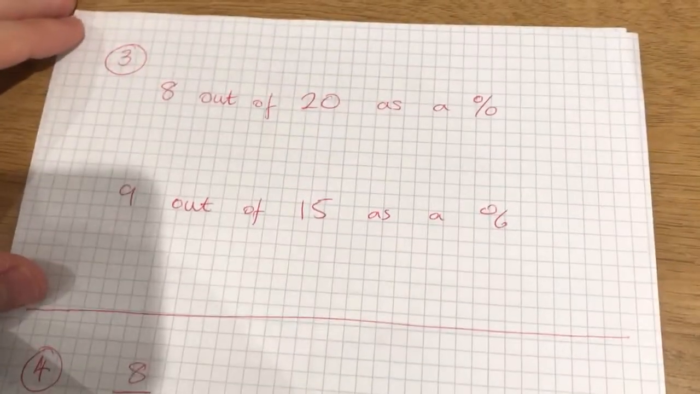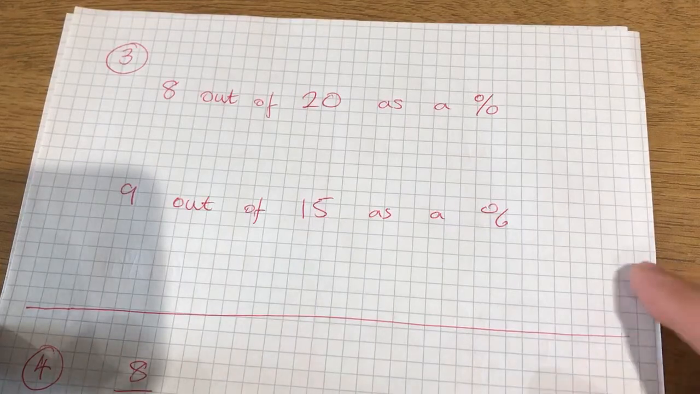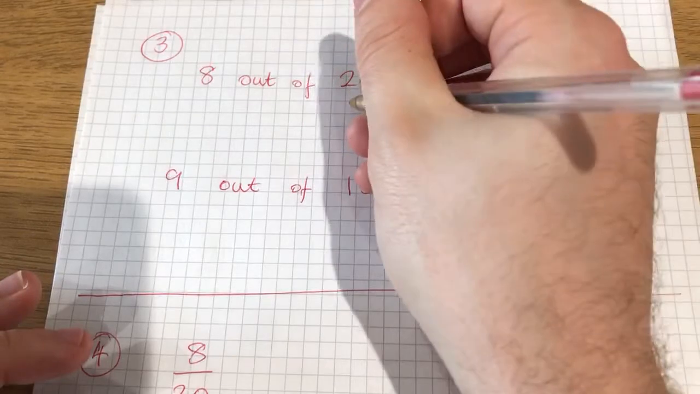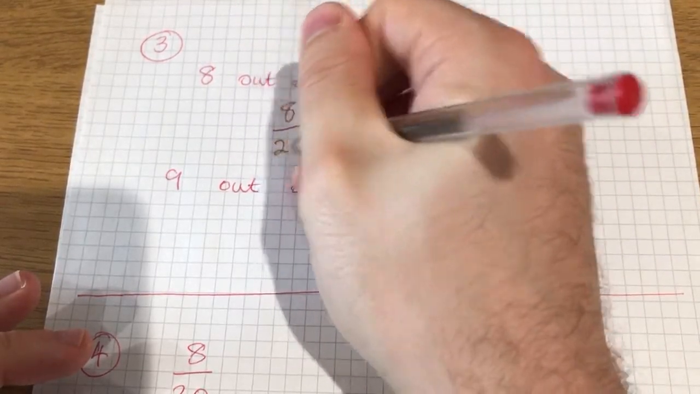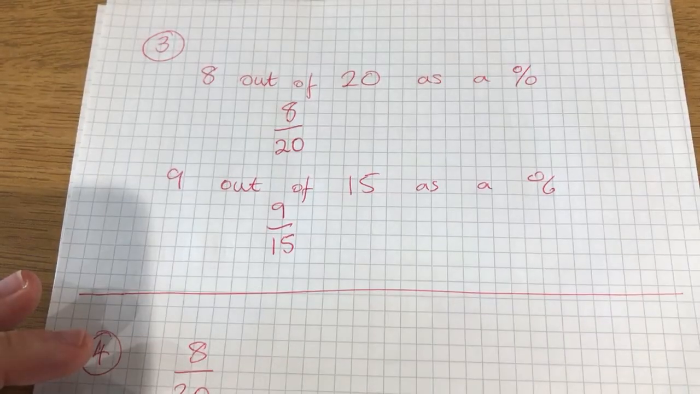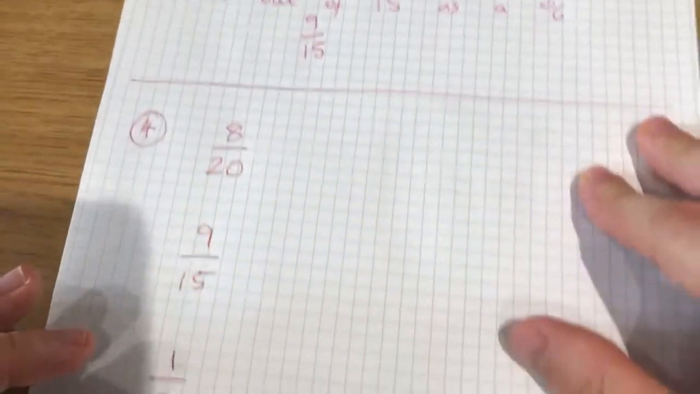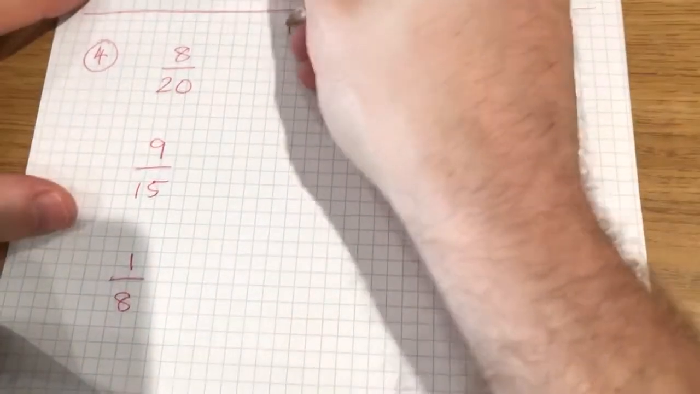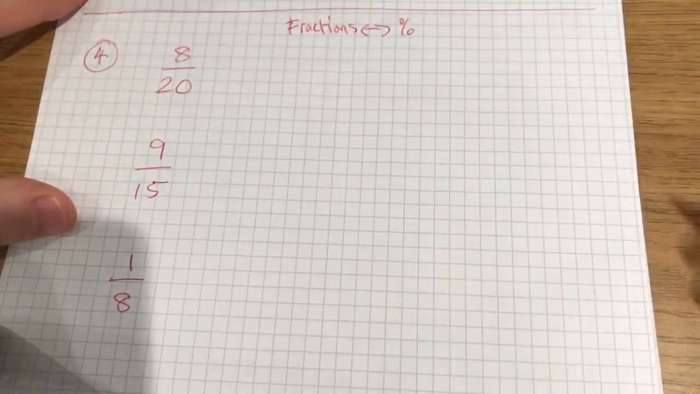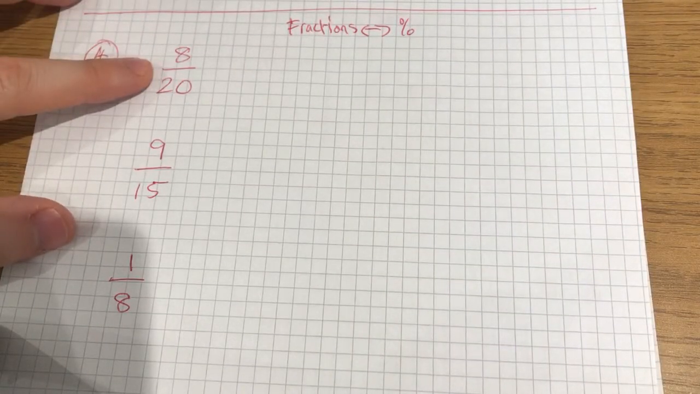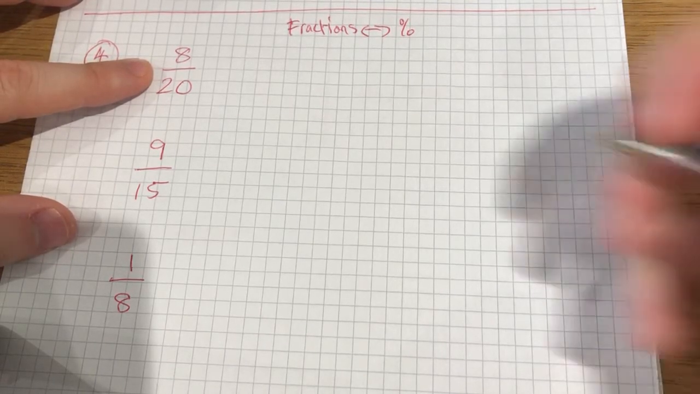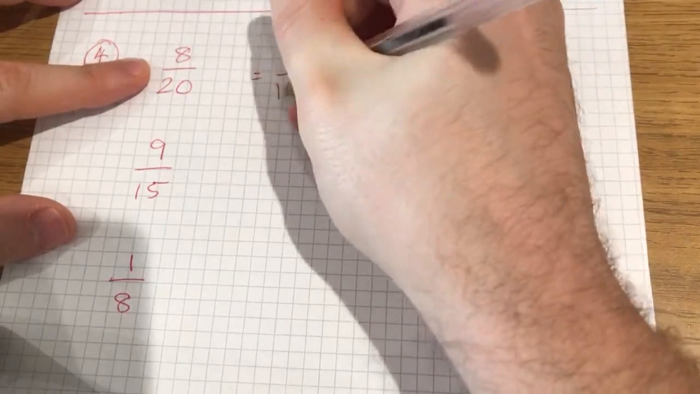Lesson 3. How can you write a score like 8 out of 20 as a percentage? Well, to start with, I'm literally just going to write it as a fraction. 8 out of 20, 9 out of 15. And if you can turn a fraction into a percentage, then you can do the rest. Which is why I'm going to move on to lesson 4, which is turning fractions into percentages and back again. Okay? So 8 out of 20. What does percent mean? Percent. Per 100.